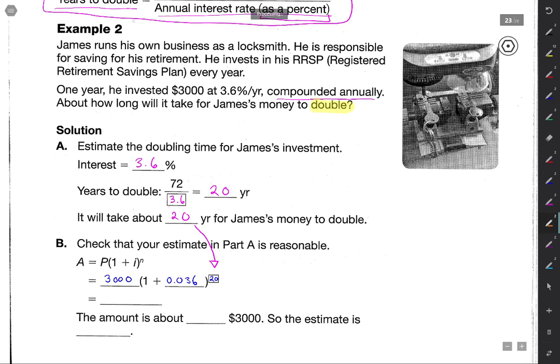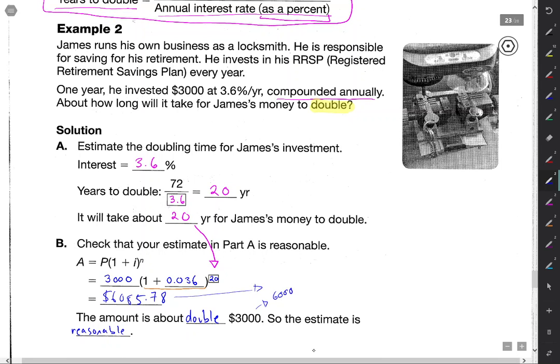So then if we plug this in our calculator, remember to do everything in the brackets first. So 1 plus 0.036. Then you're going to put that to the power of 20 and times it by 3,000. And if you do that all correctly, you should get $6,085.78. So therefore, the amount is about double the $3,000. So the estimate is reasonable. So all we were doing in this one is trying out that rule of 72 and then seeing if it actually works, which it does. That's about double what 3,000 is. So 3,000 times 2 would be 6,000, which is pretty close to what we got with that formula.